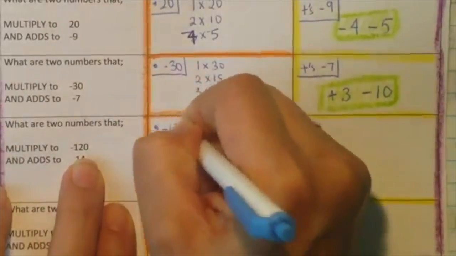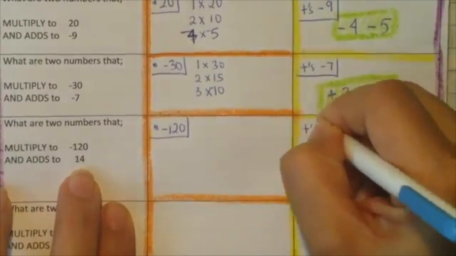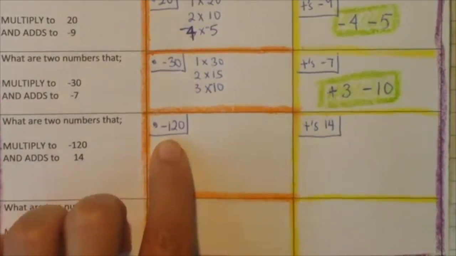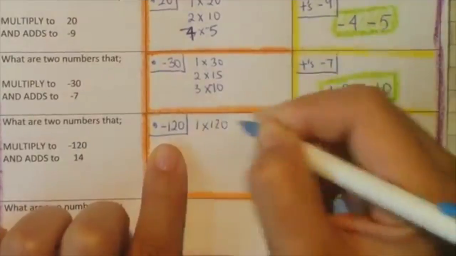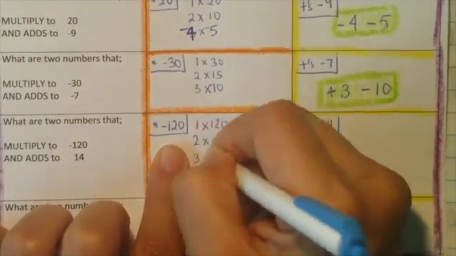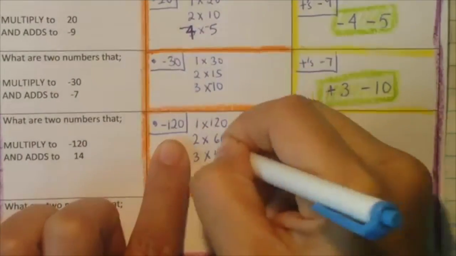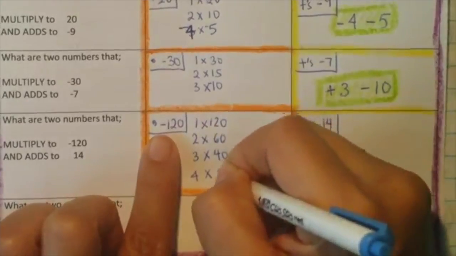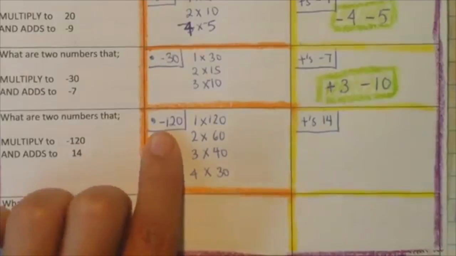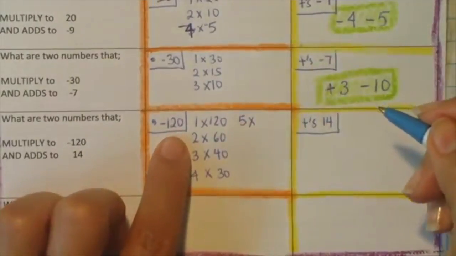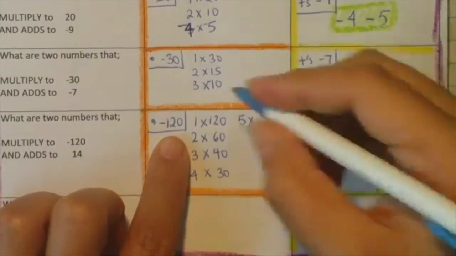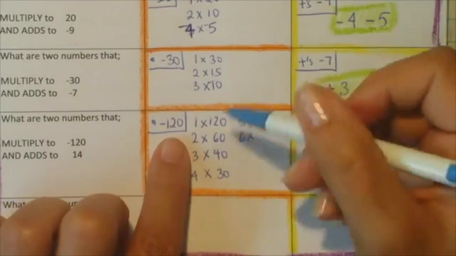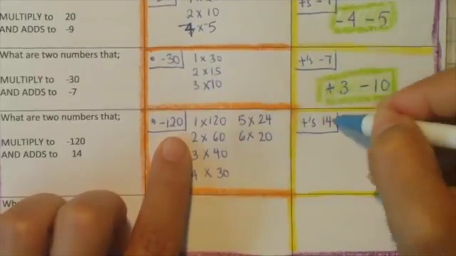So again, let's check a bigger number. Let's say 120, and it adds up to 14. Alright, so let's break 120 down. So you start again from the beginning. 1 times 120, 2 times 60, 3 times 40. 4 times 30. And again, you just need to know multiplications. 5 times 24. And then 6 times 20.